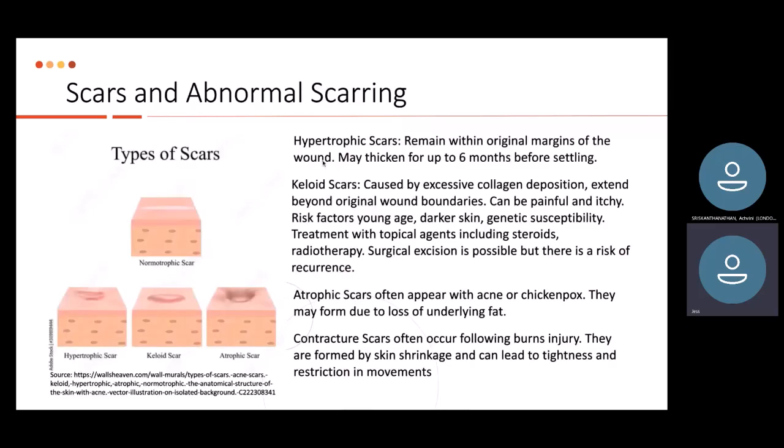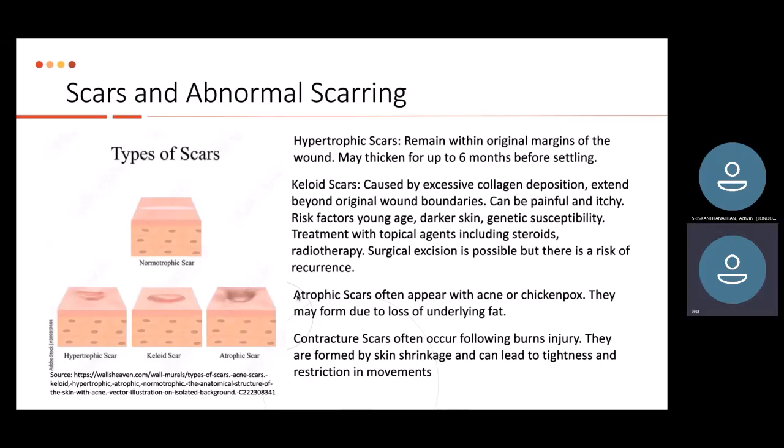Okay, so types of scars. You have a normotrophic scar, and then you can have sort of abnormal scars per se, which are hypertrophic, keloid, and atrophic. So hypertrophic are when they're enlarged, but they remain within the original margins, and they can thicken and then settle. So sometimes it just takes time. Keloid scars are caused by excessive collagen deposition, and the key point is that they extend beyond the original wound line. They can also be painful and itchy.